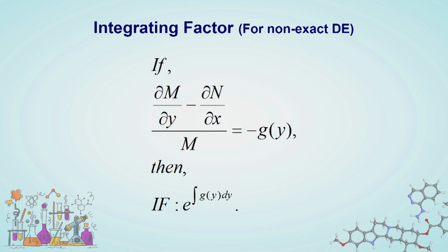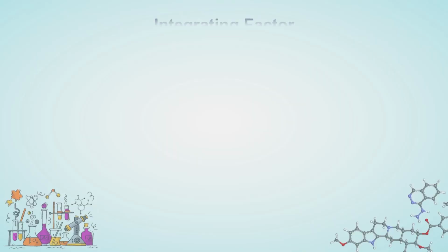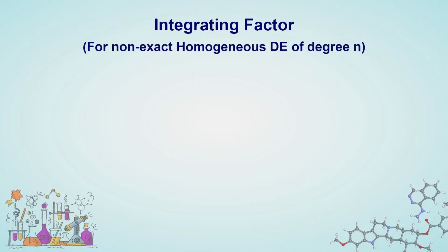there exists only a function of y. It means the integrating factor will be e raised to the integral of g(y) dy. By multiplying this integrating factor into the original differential equation, we have the exact differential equation. Another case is again for a non-exact homogeneous differential equation of degree n.